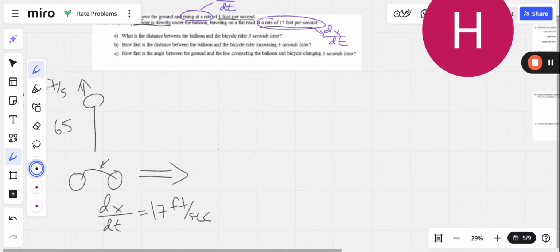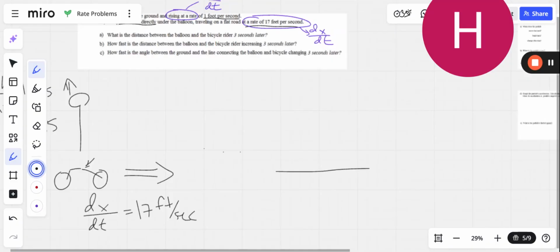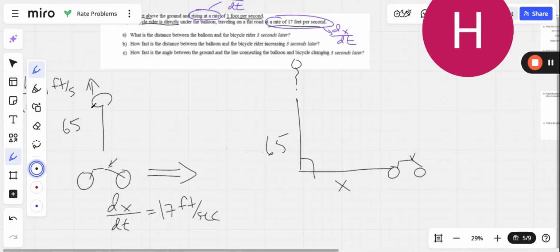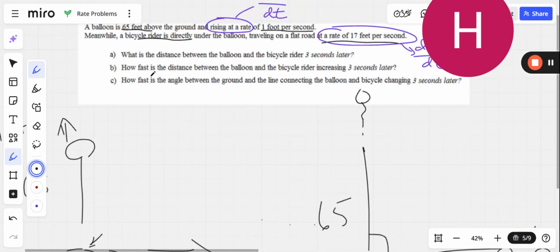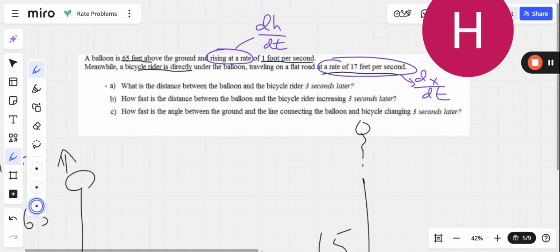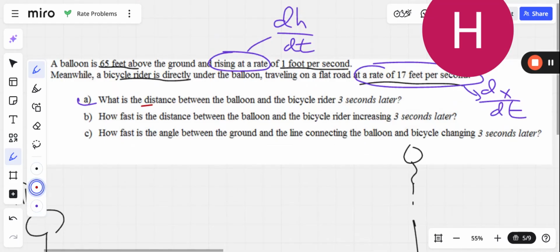Okay, so over time, we're going to have the dude like kind of far out here with the bike. And the balloon, of course, is going to be even higher. So there's 65, but the balloon is going to be even higher based on how much further it's gone, right? And this is going to be our x value, which is how far forward the biker is from being directly underneath the balloon. Okay, let's look at part A. Part A says, what is the distance between the balloon and the bicycle rider 3 seconds later?